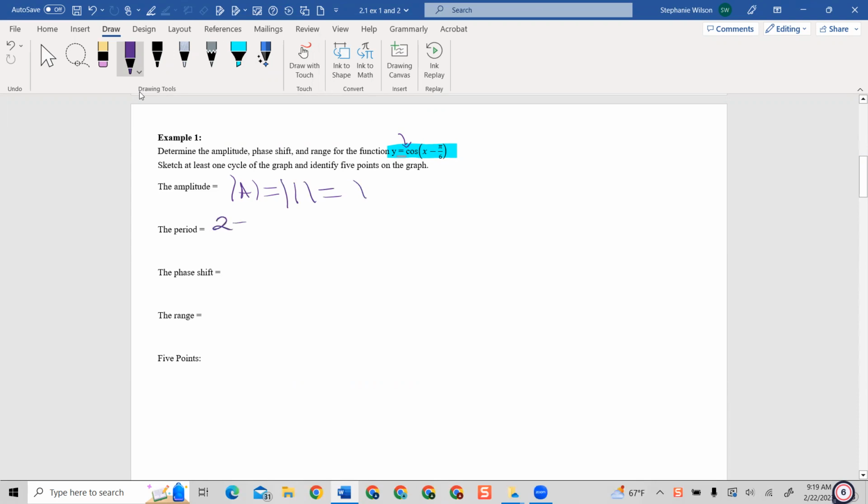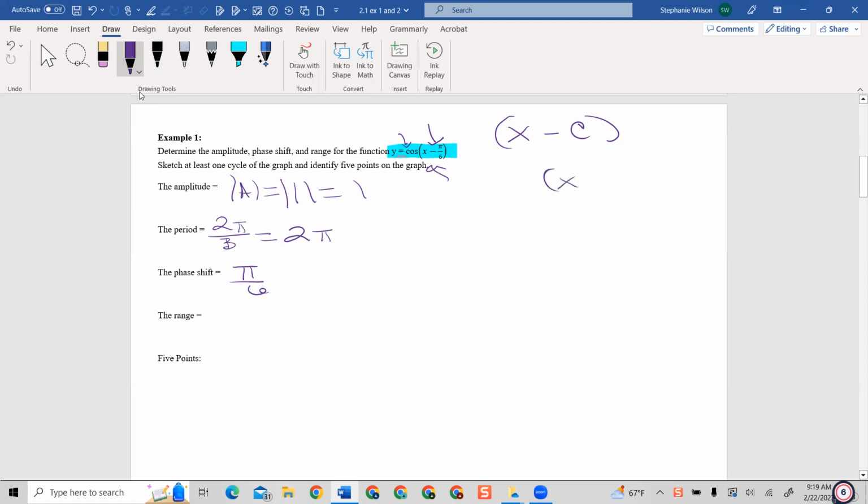Now the period is going to be 2 pi over b. And what is b here? b is 1, so it's just 2 pi. So this tells me that my actual cycle is going to start over every 2 pi. My phase shift in this case, if you'll notice, the formula said x minus c, and if you'll look, there's the negative sign. So I know my phase shift is just a +6.